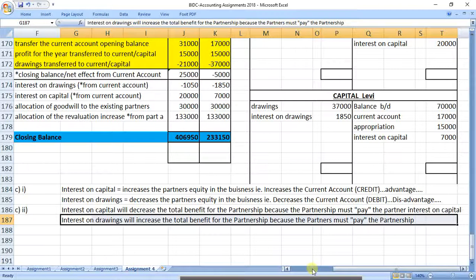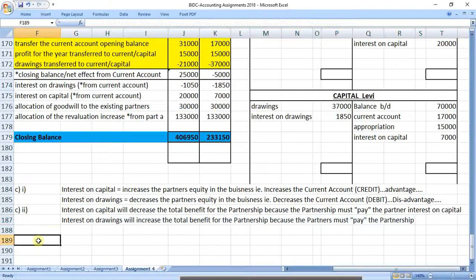Okay. Cool. Last one, D. Okay, explain how the terms of the partnership agreement will affect John and Levy. So what were the existing terms? Just go back and check. Okay, so first is John, and then part 2 is Levy.